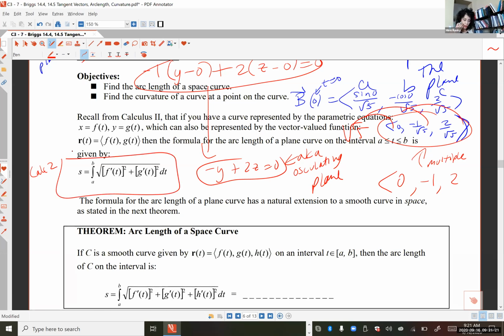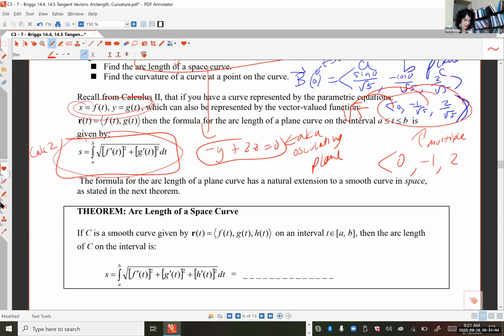In Calc 2, when you studied parametric equations, one of the calculus ideas from parametric equations is that if you were given a curve described by parametric equations, you can find its arc length. And you were given this arc length formula. Now, it only works for 2D because you only studied parametric equations in 2D when you did Calc 2. But we can jack it up to 3D also. It works in 2D as well as 3D.